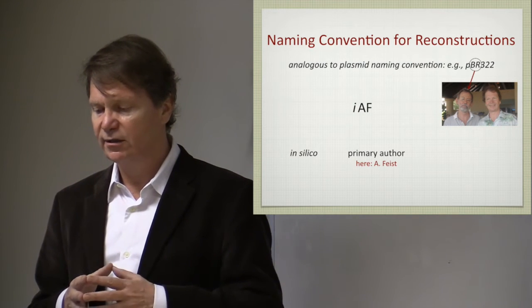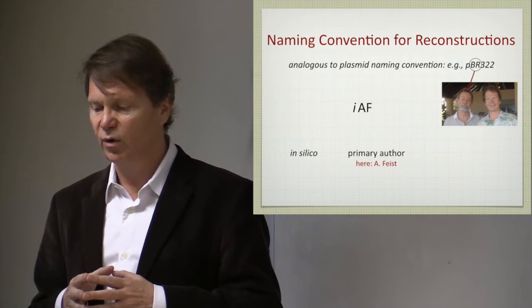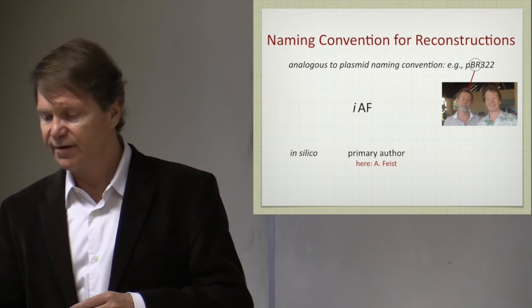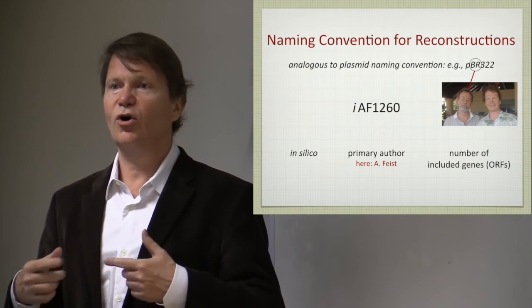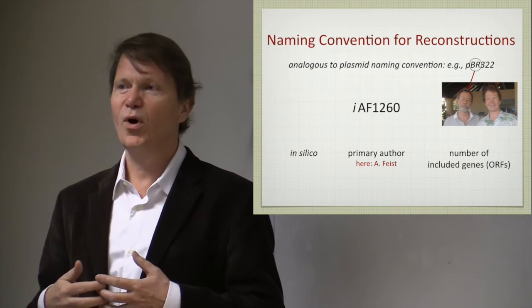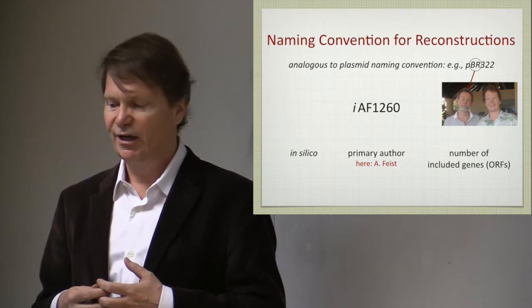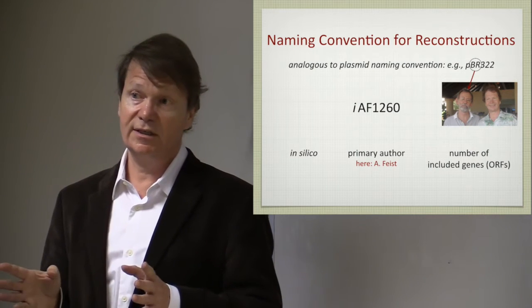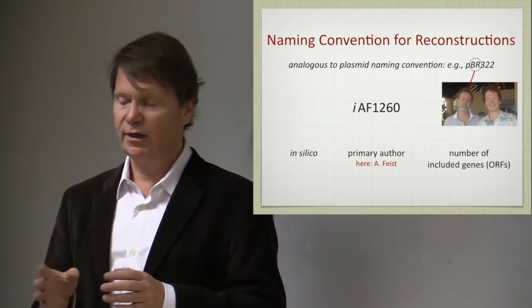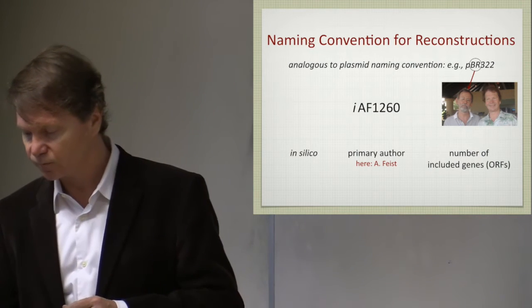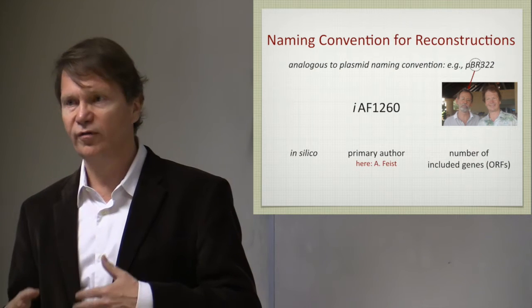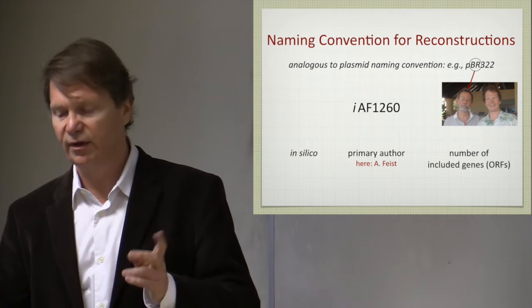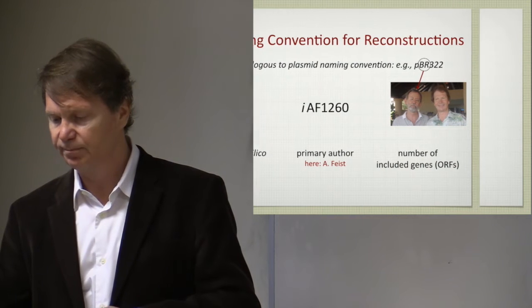So Adam Feist built a reconstruction of E. coli that became widely used, and so his initials are there. And then finally, the count on the orphometer once the reconstruction is published. So this particular one accounted for the function of 1,260 metabolic genes in E. coli. So that's the naming convention. And I think there are maybe 100 or so reconstructions out there now that have this kind of a name.